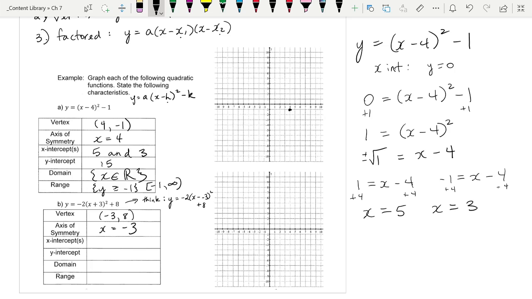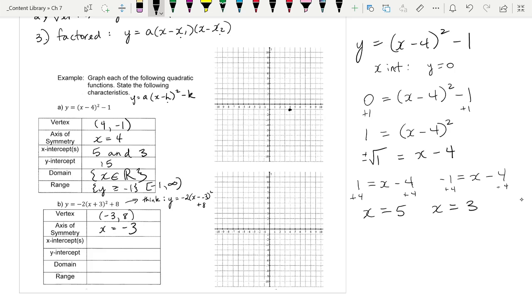How do I know that it goes bigger than? Only because, again, I know that this parabola goes up. So there's no number that can be smaller than -1, right? Range is what are all the possible y values? And in this case, y can never go below -1. So y is bigger than or equal to -1.